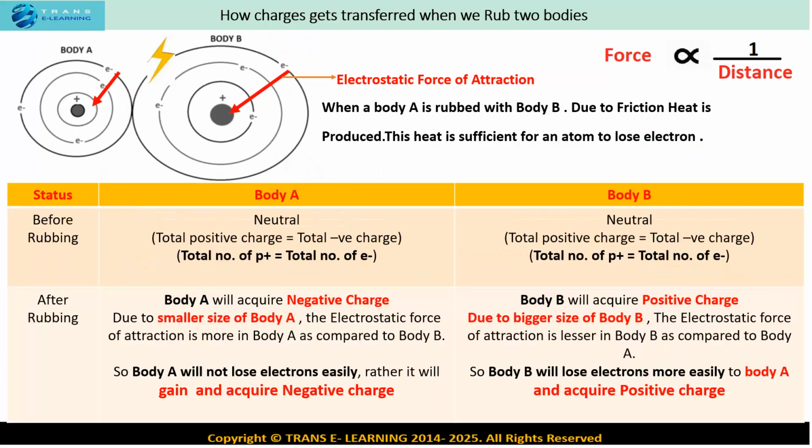So this is the summary that I have talked about: before rubbing, the total positive charge and the total negative charge is the same in both the bodies. But on rubbing the two bodies, the body with the bigger size will lose electrons and the body with the smaller size will gain electrons. So body B will get positively charged and body A will get negatively charged.